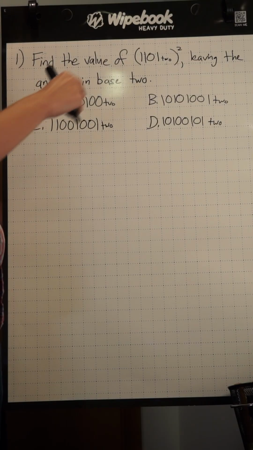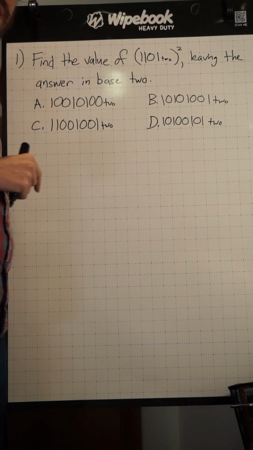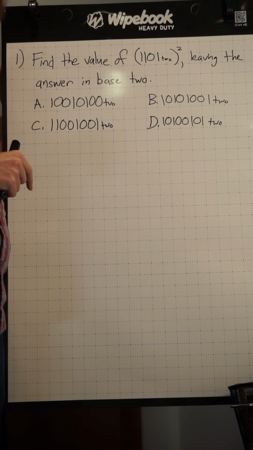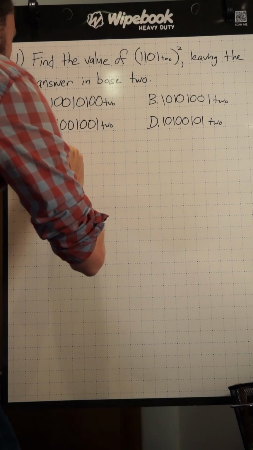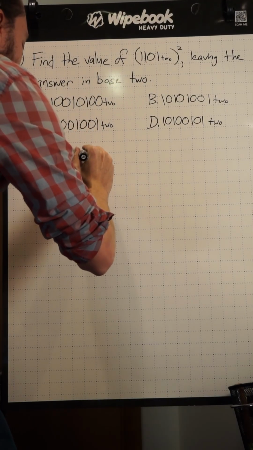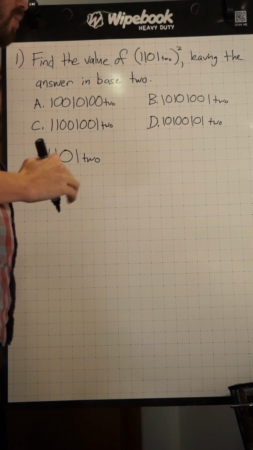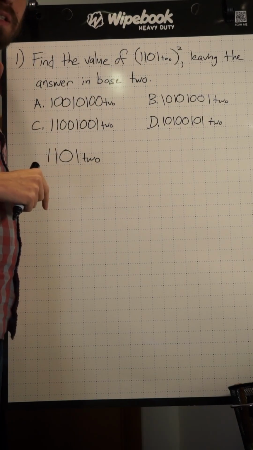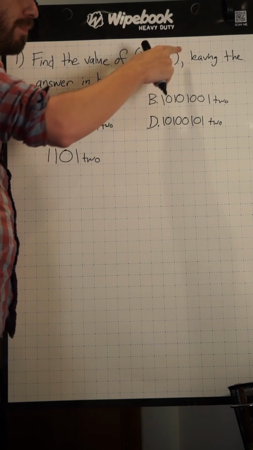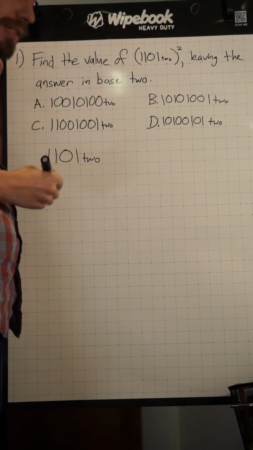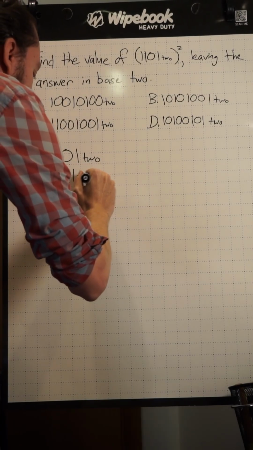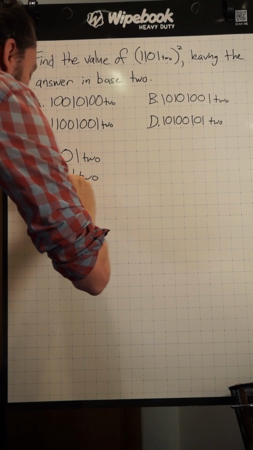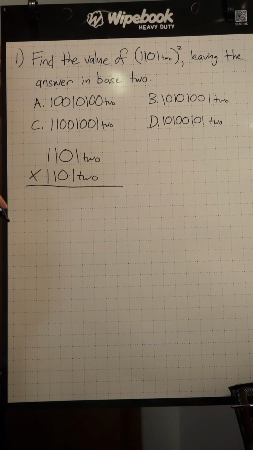Okay, now that we're back, for this one we're looking at a number that is in base 2, right? So we need to remember what different number bases mean. So let's start out writing out this number. We have the number 1101 base 2. And this square means that we're going to multiply it, not by 2, but by itself. So we're going to multiply it by the same number, 1101 base 2. We're going to multiply them together.